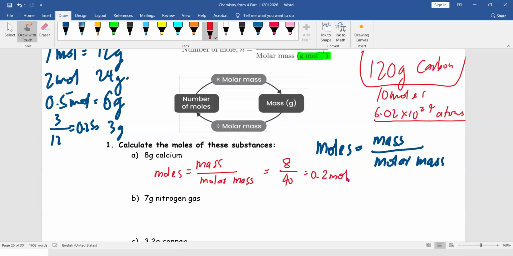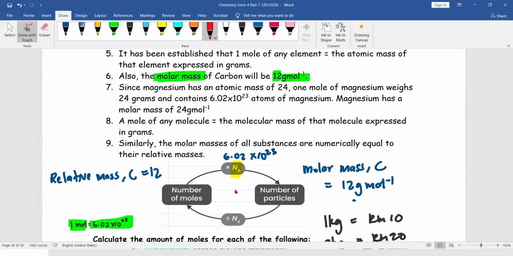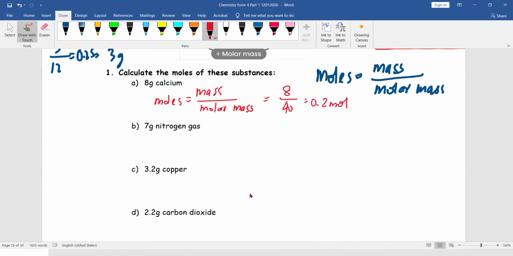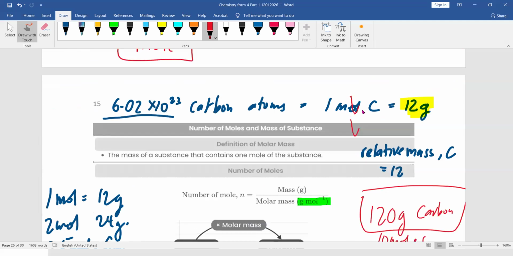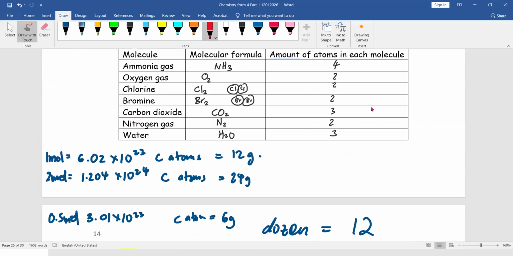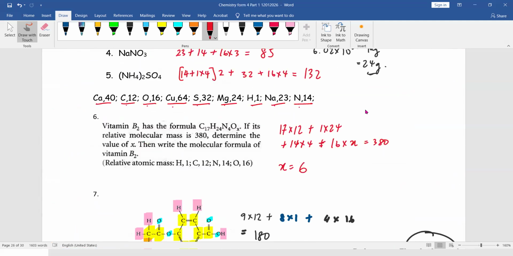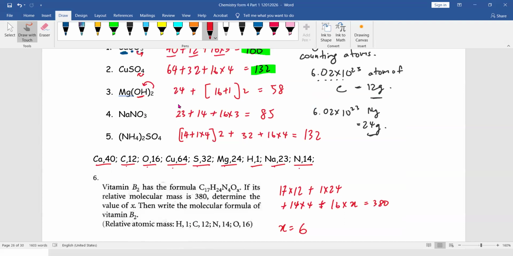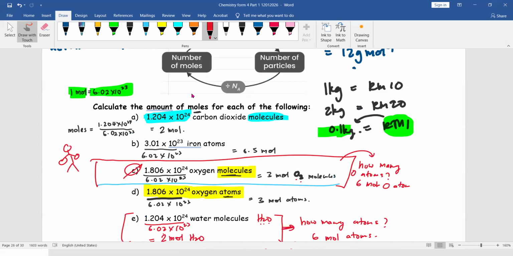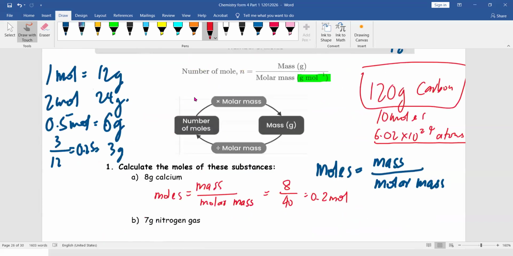Okay, wait, let's reverse back a bit. How to calculate molar mass? Did I teach you that day? Yes, all this we learned already. Okay, so this is how you calculate all the relative mass. So the relative mass and molar mass, the concept is the same. It's just now got unit.